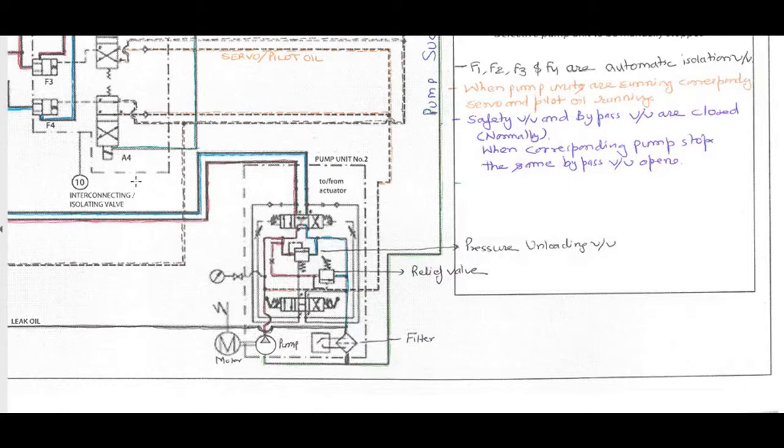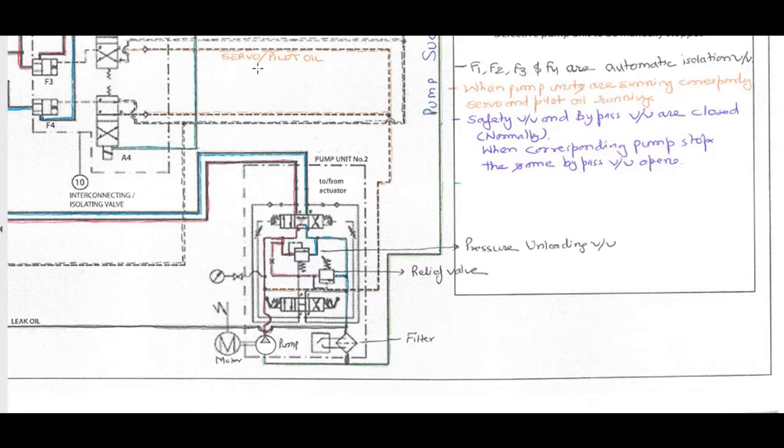To understand the function of interconnecting / isolating valve number 10, we have to look at some other components of this system. Here you can see one dotted line that is taken from the supply line from the pump. It goes to the DCVs, which I have represented with orange color. This line is servo or pilot oil.